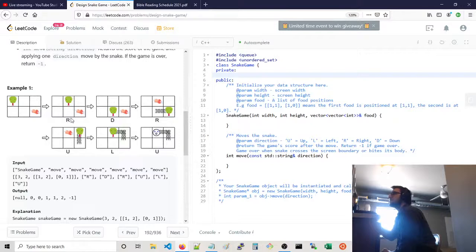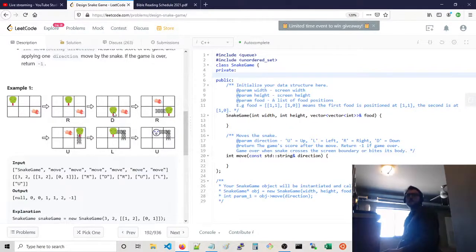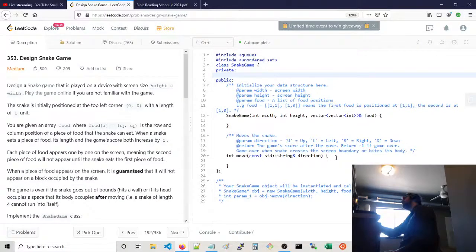So right, down, right. Okay, it looks like when you eat the food, basically you don't remove the tail in that instance, right? If you're on a food portion, you won't remove the tail. That's how it's going to increase length. Okay, yeah, we can do it that way. That's fine. So yeah, okay, we can do these things this way.